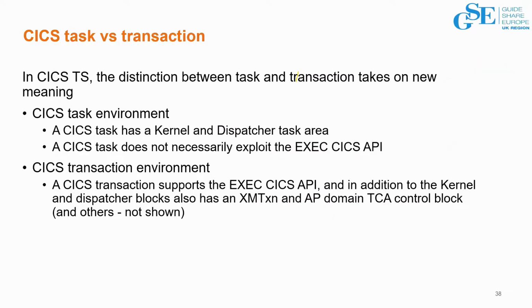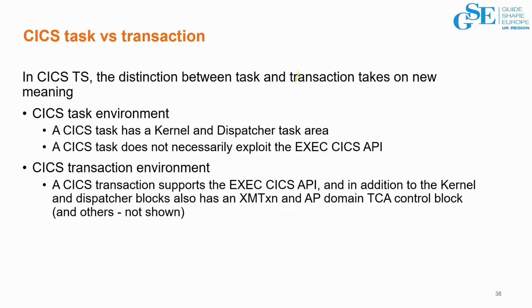So anyway, the first thing to point out is when you're looking at tasks themselves, they fall into various categories. There's a system task and a user task, which we call a user transaction, right? The system tasks themselves, you might find they only have a kernel and a dispatcher control block, a kernel task and a dispatcher task control block. Unless it exploits the exec API, it won't have the transaction manager control block or the AP domain control block, which is the TCA, right? And so when you're actually looking under the covers, not every task will have an XM control block or a TCA. Now, why is that important? Well, because you look at tasks, and if you look at IPCS formats of dumps, you'll see it says system and non-system task.